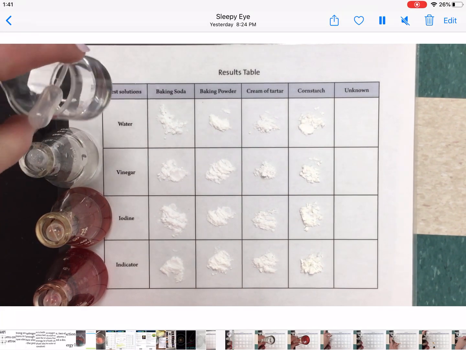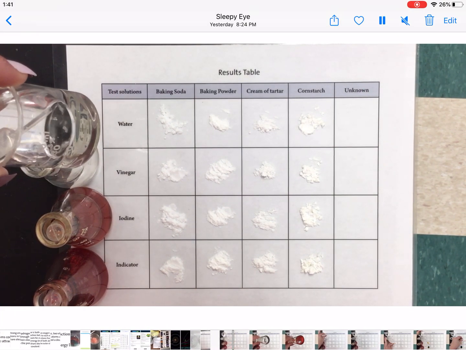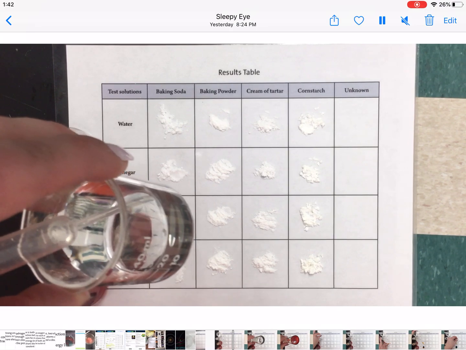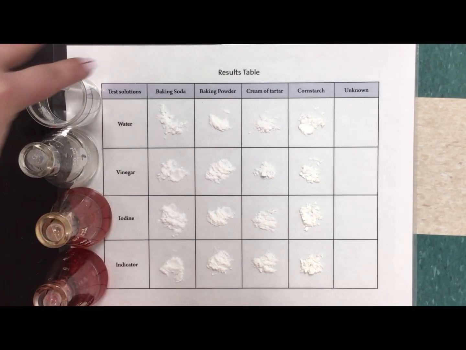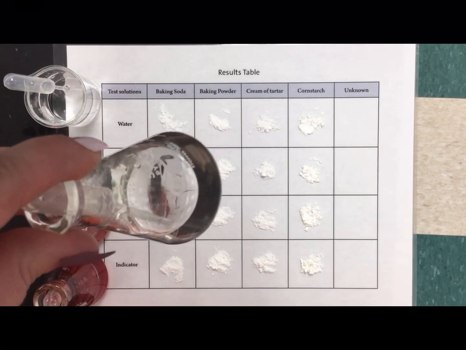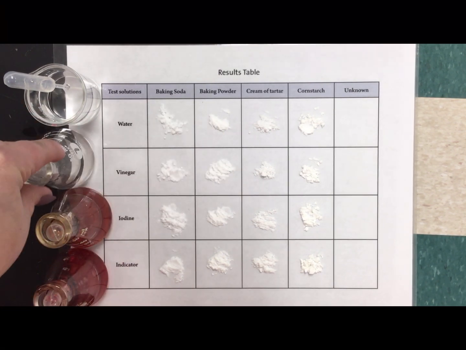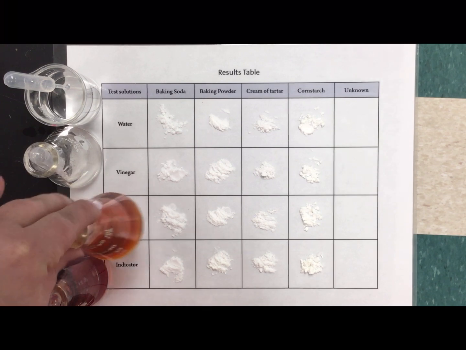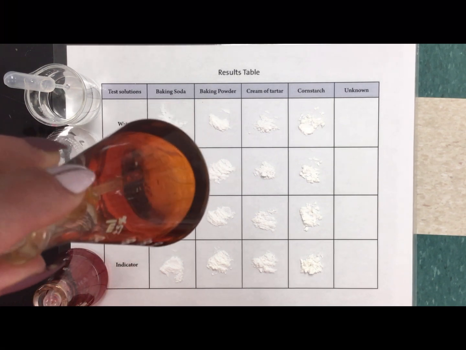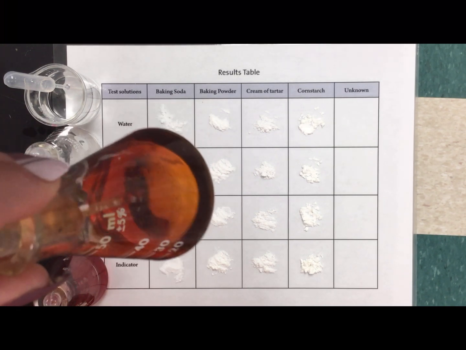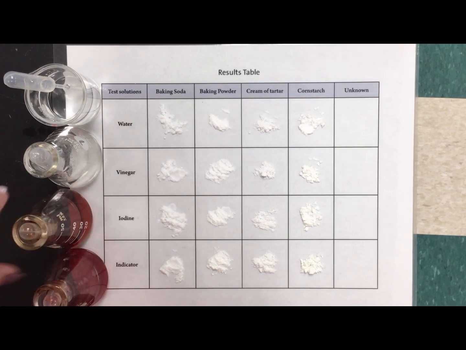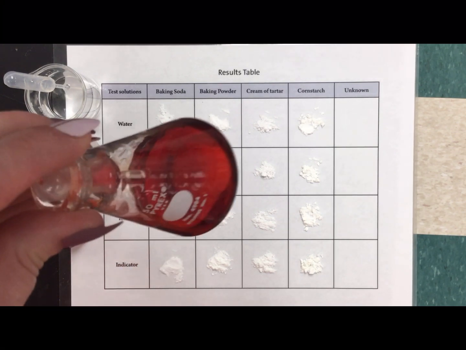Okay. So our first test solution is going to be water. This is just water, nothing special about it. This next one here is vinegar. You all know what that is. So we're going to add a few drops of vinegar to each one of those. This one here, the third one, is iodine. That is the same one that we used in the demonstration.